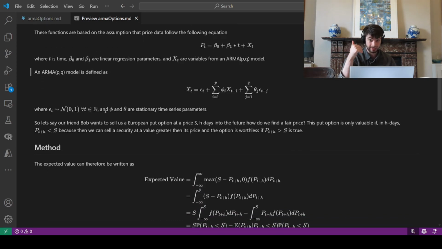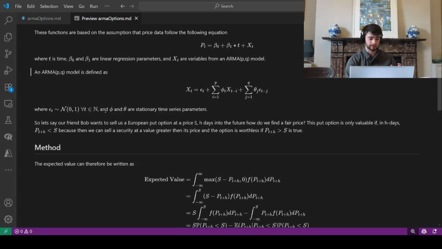And what we do is we take this assumption and we basically say, okay, how do we fairly price European options based on this assumption? So let's say our friend Bob wants to sell us a European option at a strike price S that expires H days into the future. We want to basically find out what is a fair price for this option.